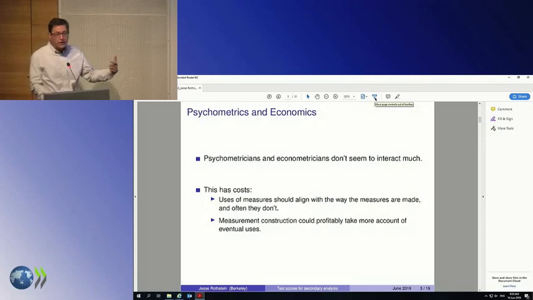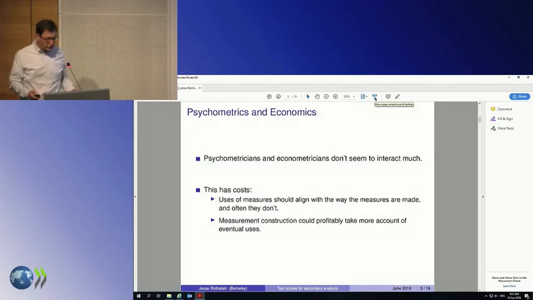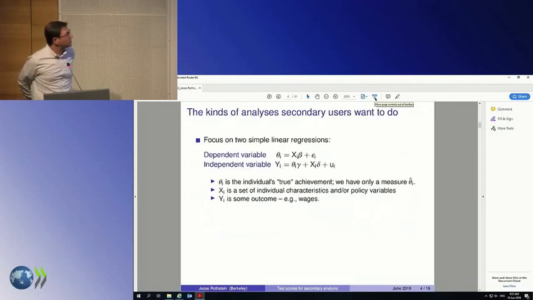Some of the costs that I see coming from the lack of interaction is that there's really, as I said, a disjunction between the way the data are created and the way they're used. The way it's used doesn't align with the way it's created, and the way it's created might not be the best way to create it, given the way it is at least intended to be used, or at least some of the intended uses. So that's basically the broad story.